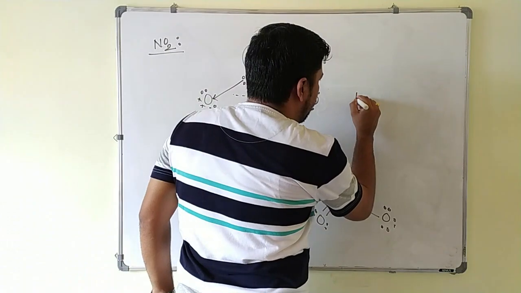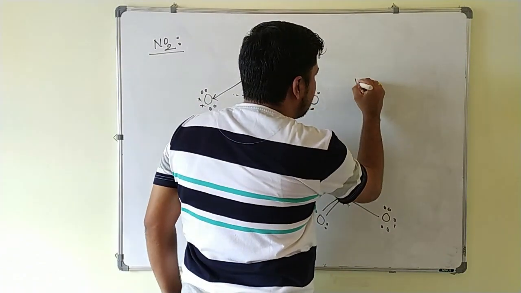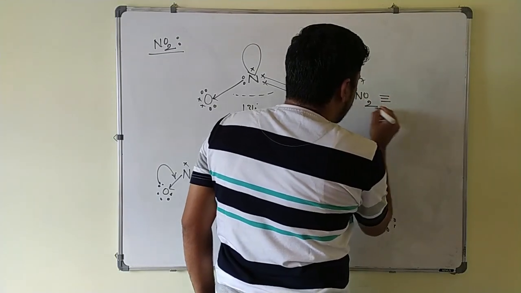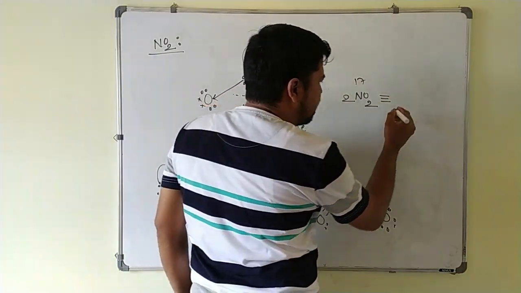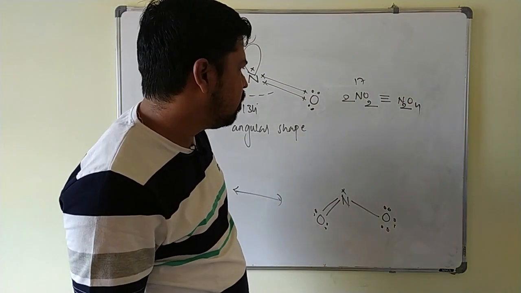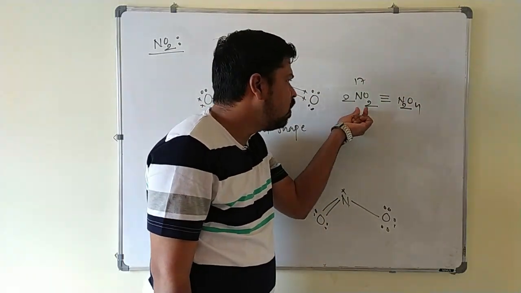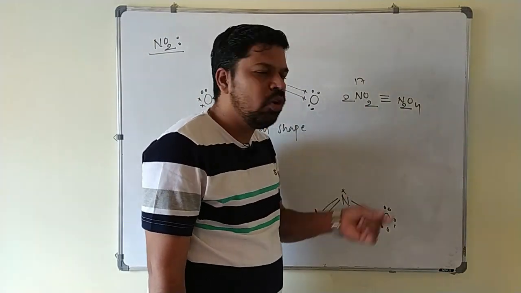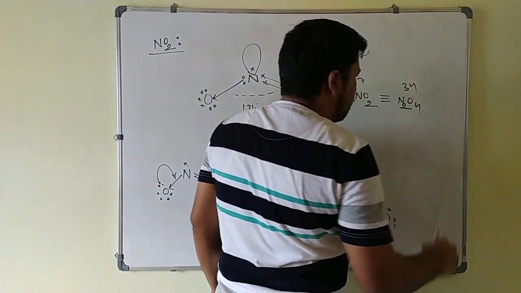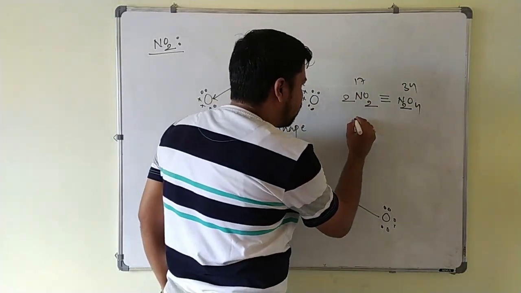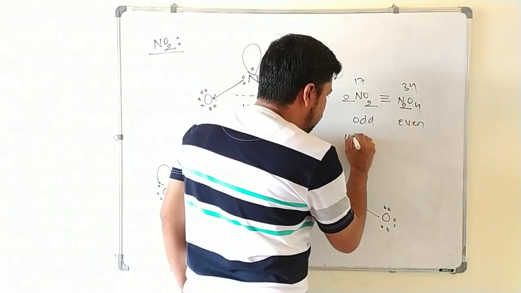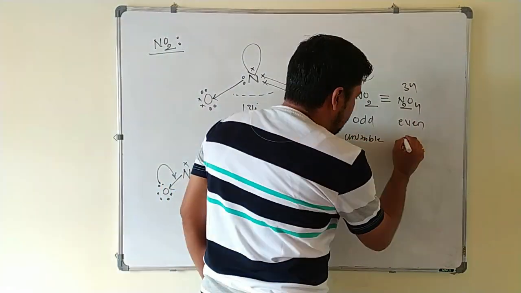Here in case of NO2, how many electrons are there? 17 electrons are there. Two molecules of NO2 will undergo dimerization to form what? A single N2O4 molecule. Dimer is nothing but every 2 molecules of NO2 combined together to form a single molecule of N2O4. Now on dimerization, the number of electrons becomes what? 34. Odd number of electrons becomes what?